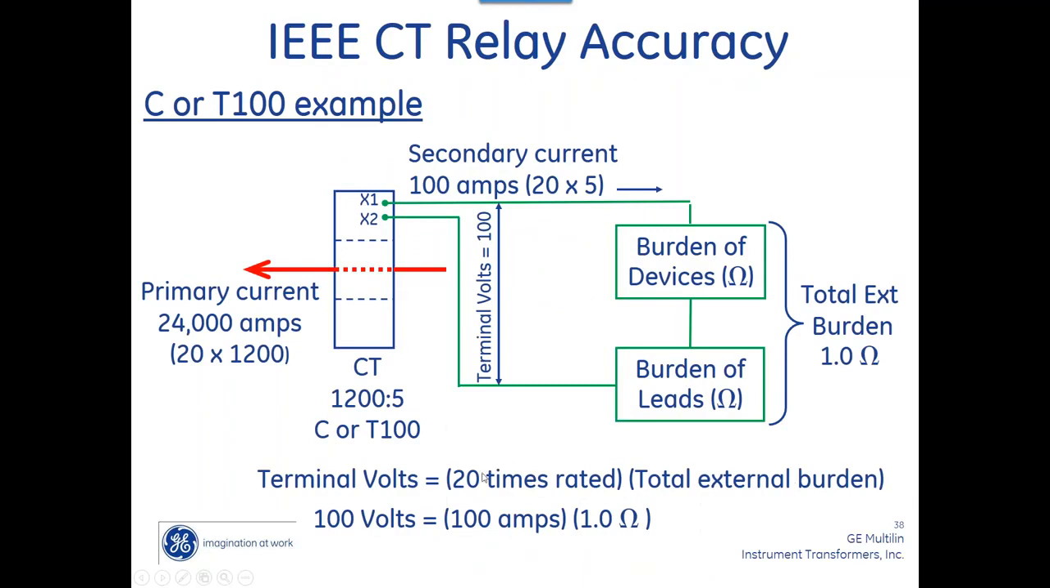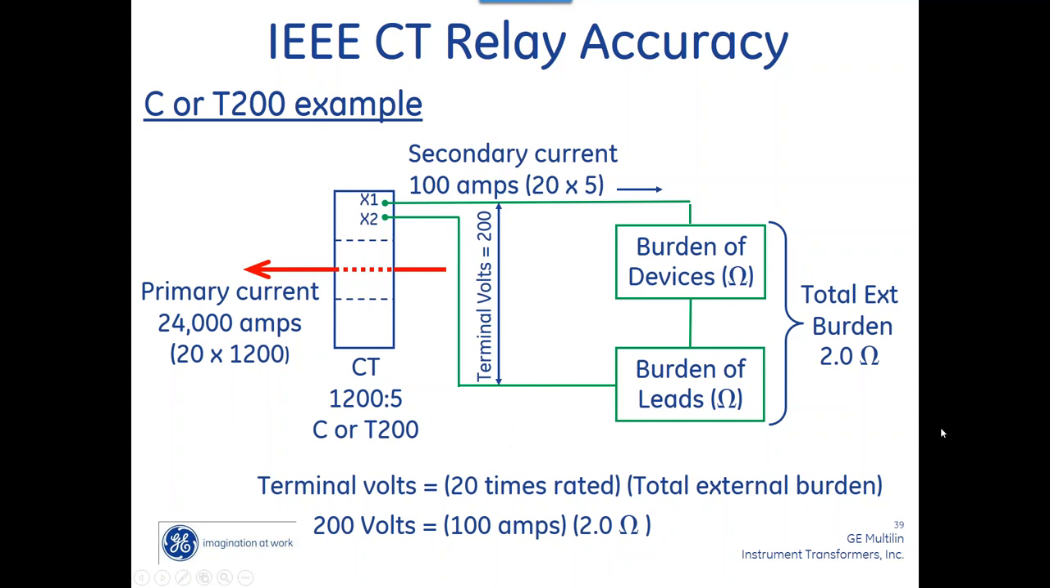Okay, so here's our first example. I've got a C or a T100. So we know this CT can produce 100 volts between X1 and X2 at 100 amps secondary current, which is 20 times 5. All right, so if I have 100 volts and 100 amps, by Ohm's law we can have 1 ohm of burden. So we've got to make sure between the leads of our wire and our devices, we don't have over 1 ohm resistance.